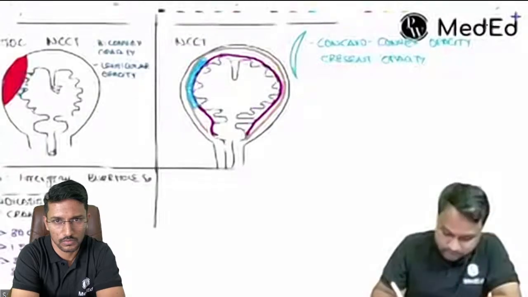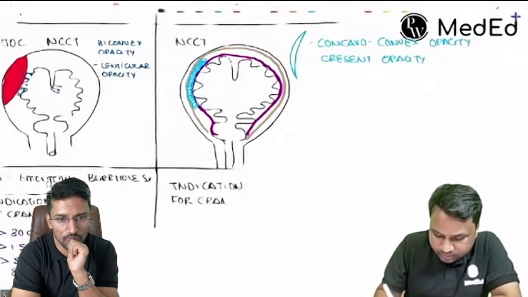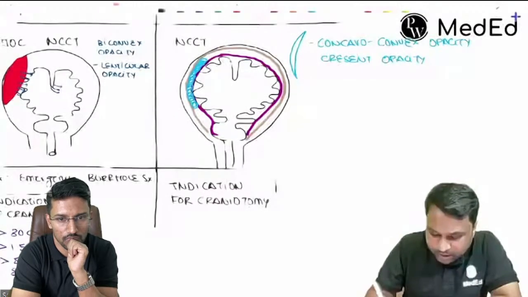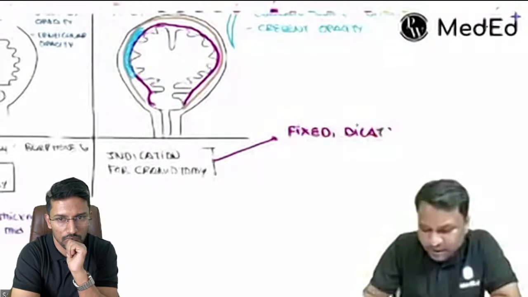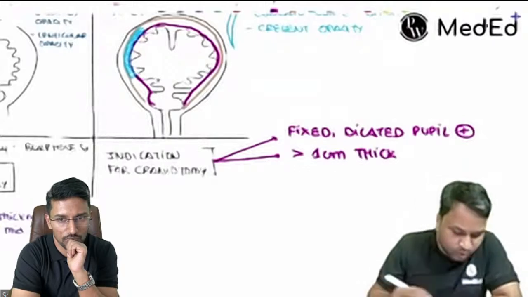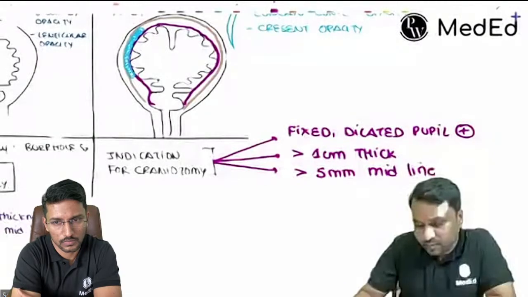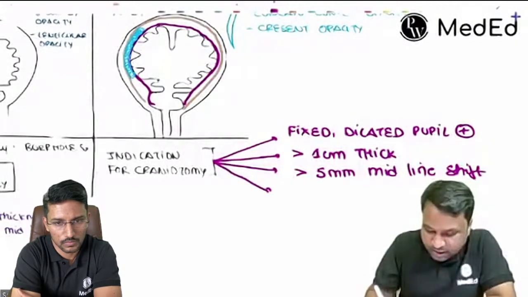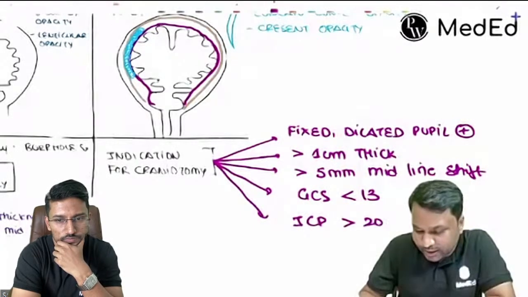The indication for craniotomy in these patients. Number one, if the patient presents to you with a fixed dilated pupil; if it is more than 1 centimeter in thickness; more than 5 millimeters of midline shift; if the GCS is less than 30; and if the intracranial pressure is more than 20 millimeters of mercury.